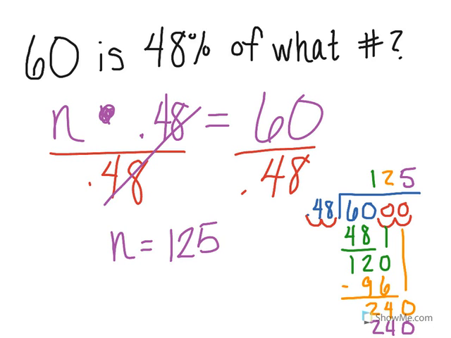So 60 is 48% of 125, and this is reasonable because 60 is about half of 120, and 48% is about 50%. So that's a good way to estimate, and this is close to my estimation.